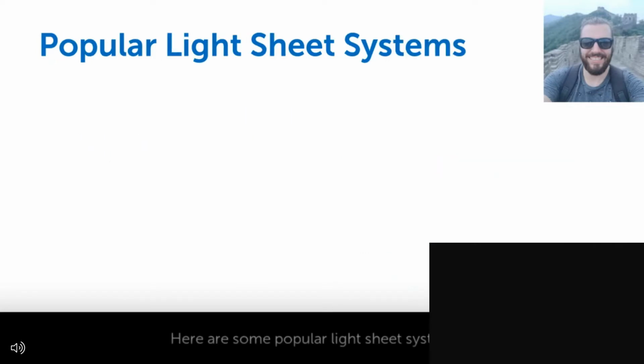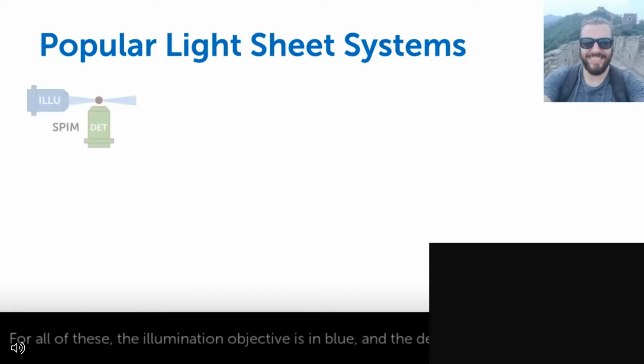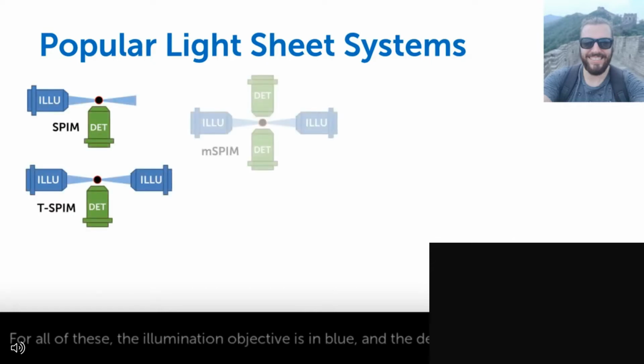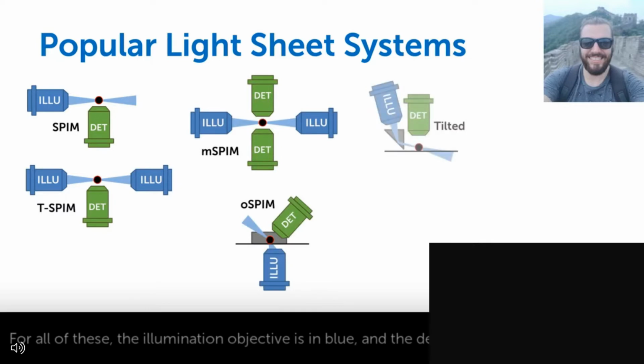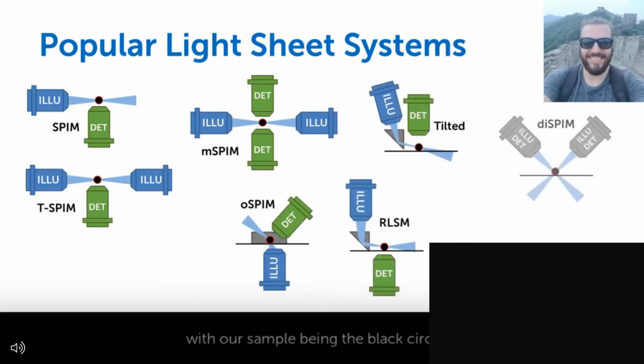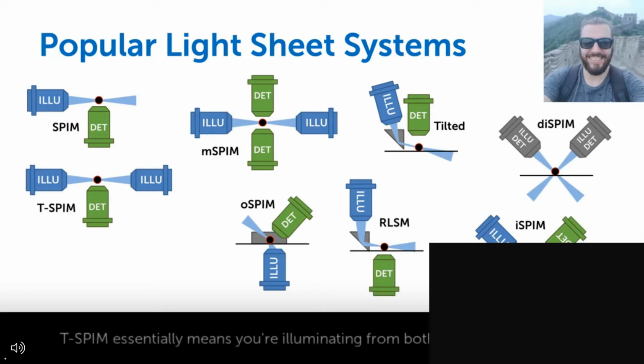Here are some popular light sheet systems. For all of these, the illumination objective is in blue, and the detection objective is in green, with our sample being the black circle. We have SPIM, we also have T-SPIM. T-SPIM essentially means you're illuminating from both sides of the sample. This can eliminate shadows that may form if you're just imaging from one side. You also have M-SPIM, where you take this concept further and have multiple detection objectives.